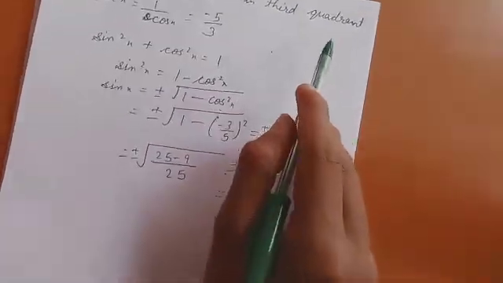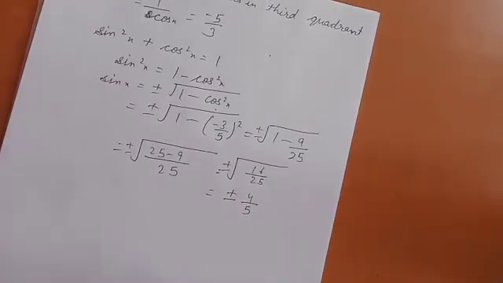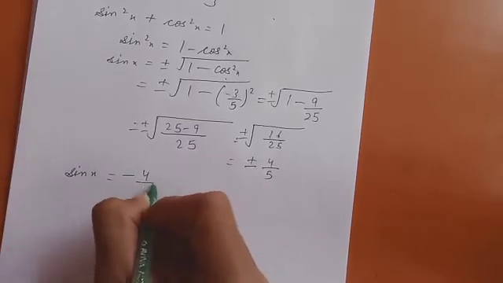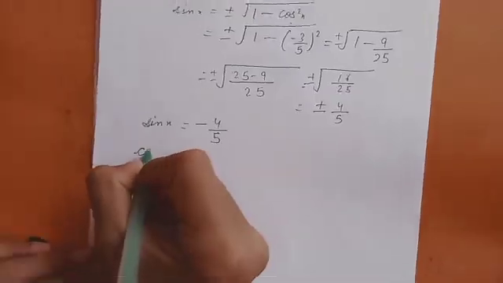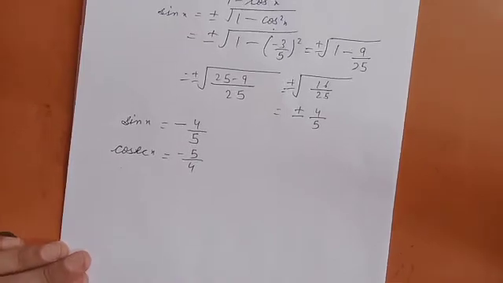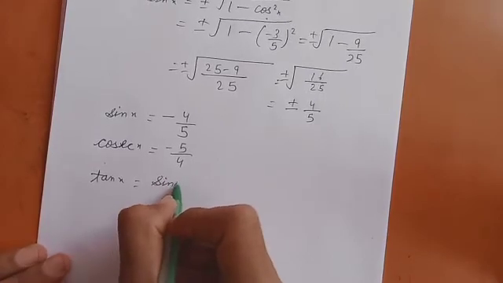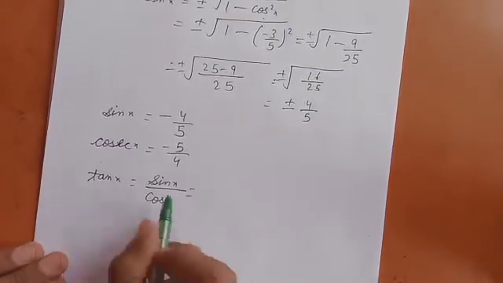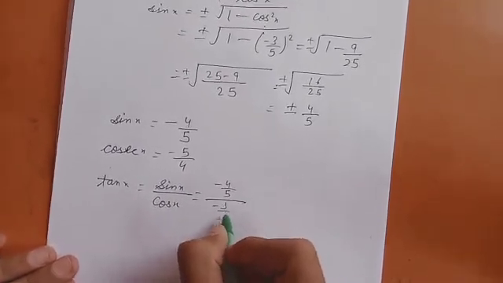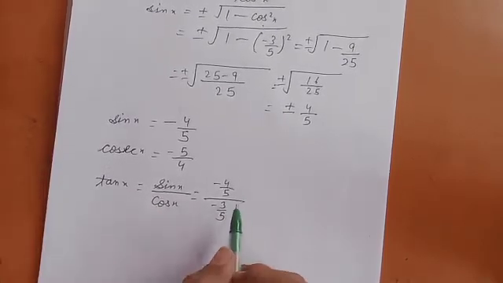Now as x lies in the third quadrant and the sine function is negative in the third quadrant, the value of sin x will be minus 4 by 5. Now its inverse is cosecant x, so its value will be minus 5 by 4. Now we talk about tangent x. What is tangent x? Sin x by cos x. The value of sin x is minus 4 by 5 and the value of cos x is minus 3 by 5.